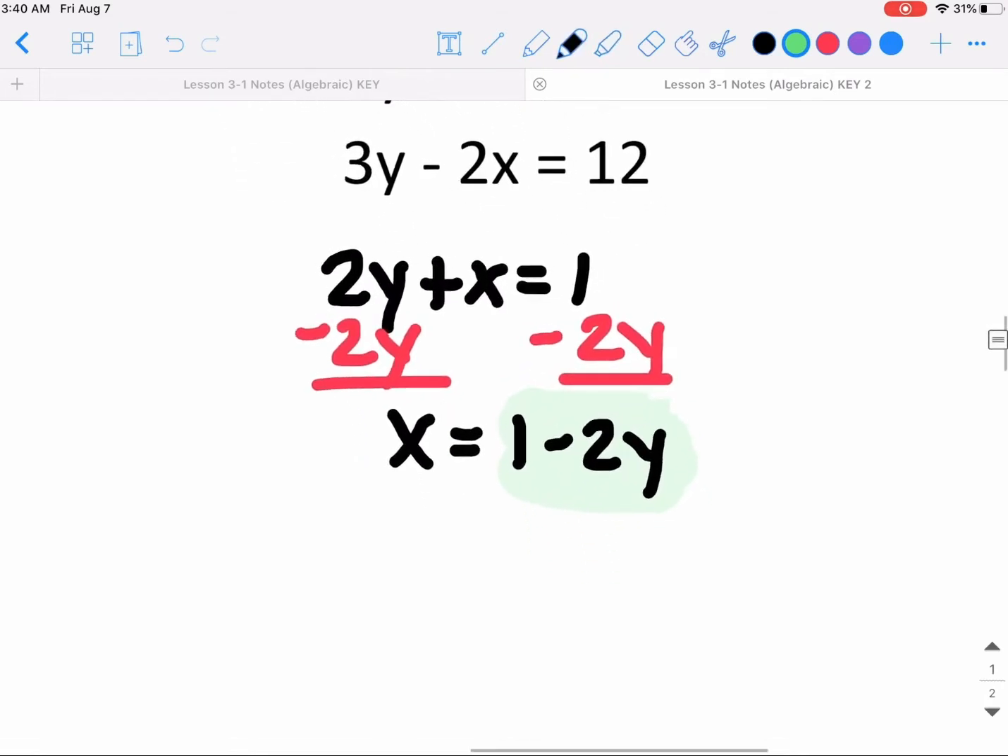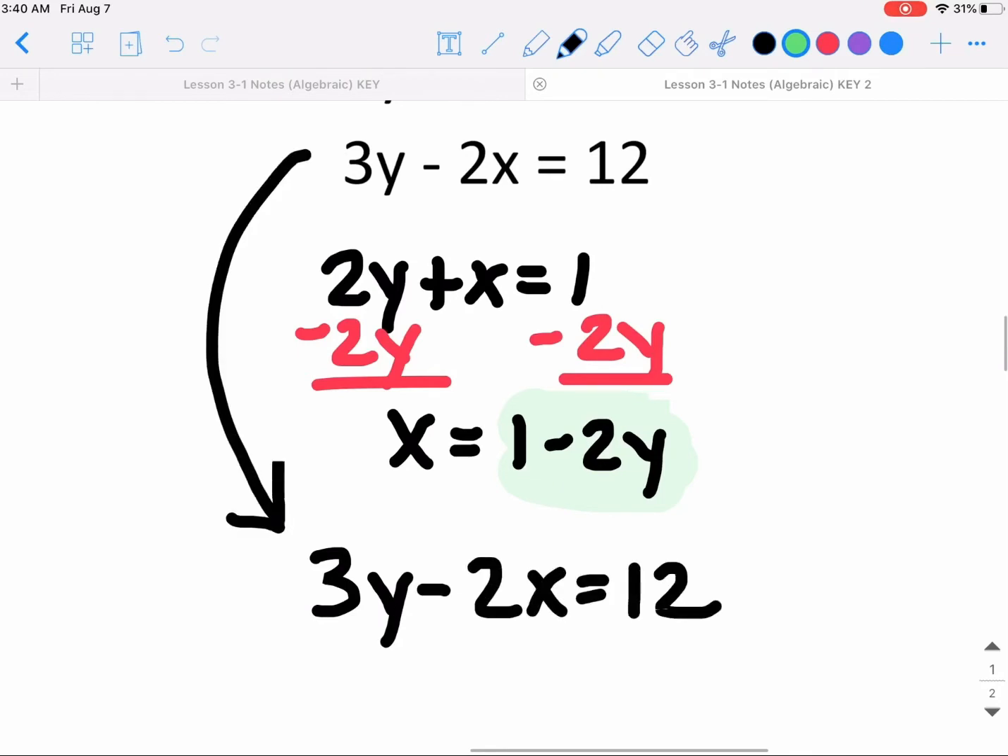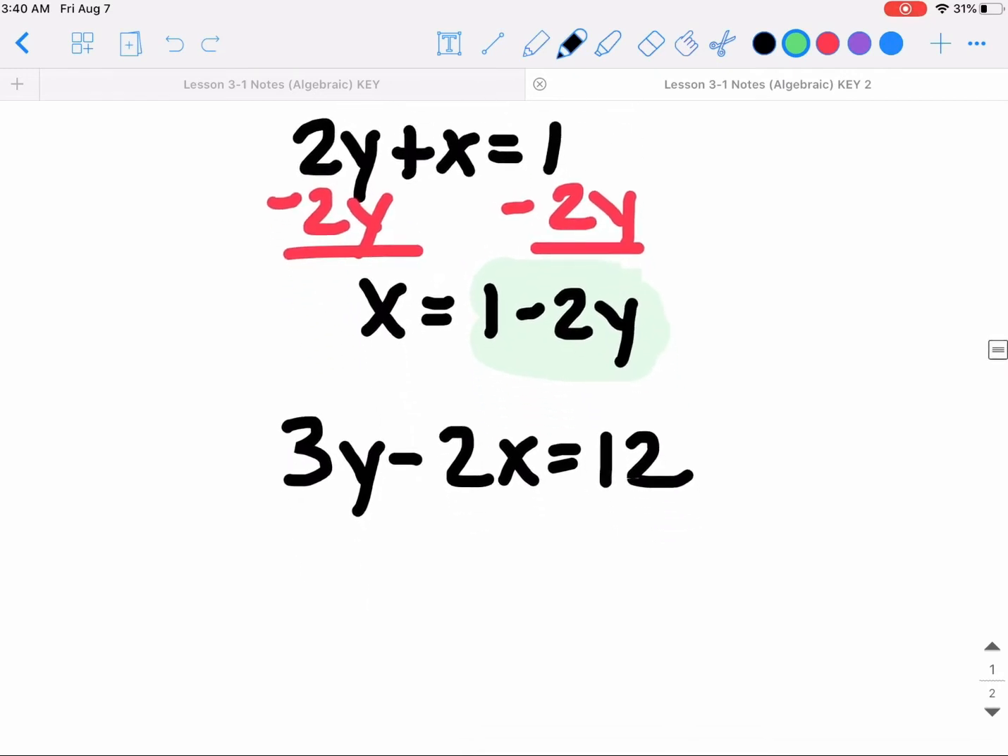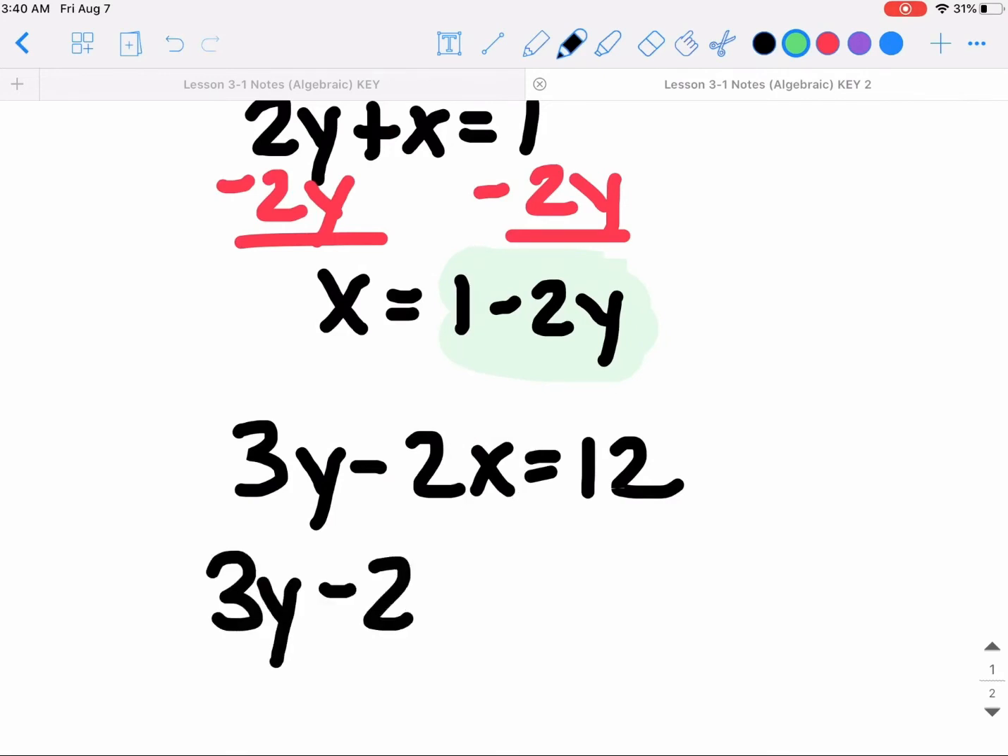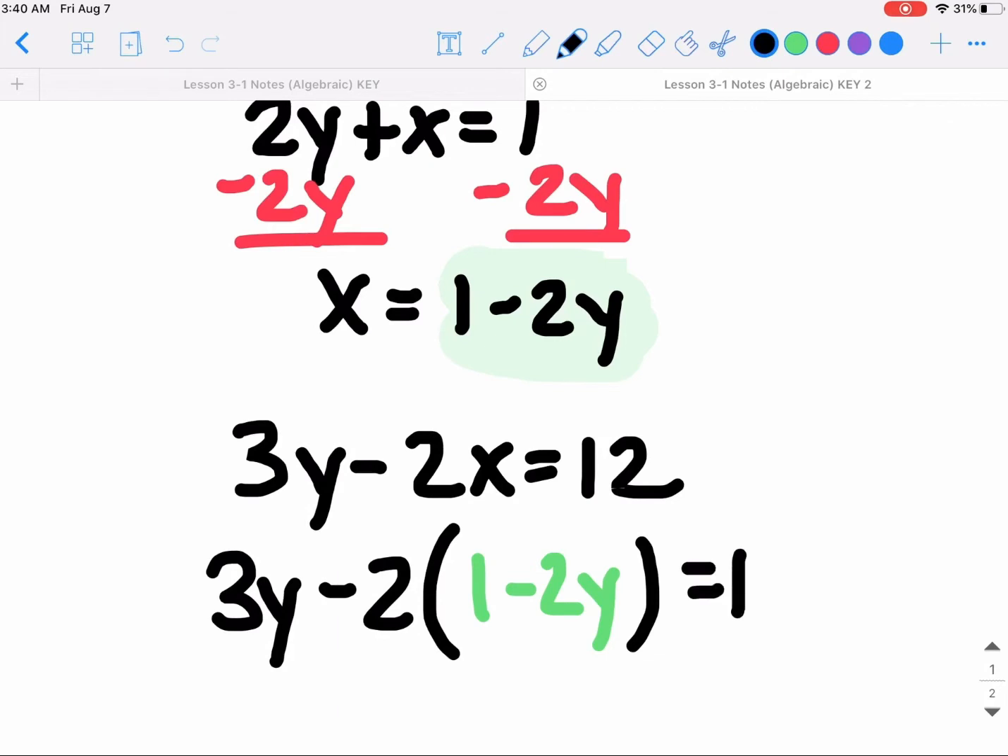So the other equation is 2y minus 2x is equal to 12. That's the other equation. Instead of x here, I'm going to put 1 minus 2y. So I'll have 3y minus 2 times (1 minus 2y) is equal to 12.